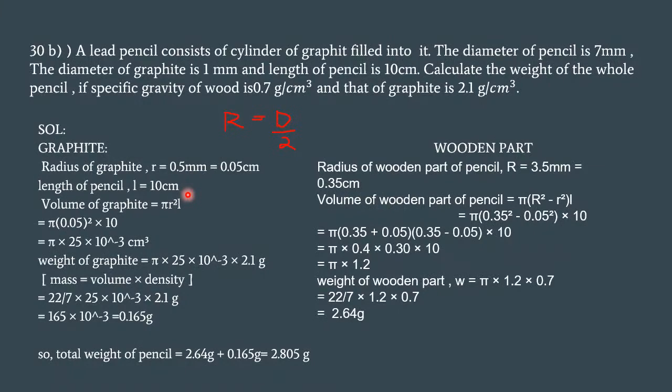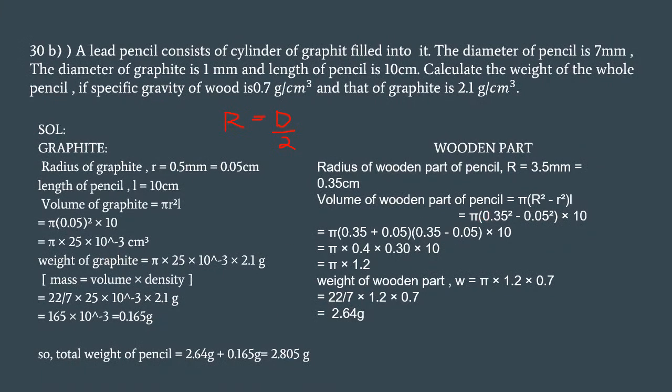Now graphite is the cylindrical part. So volume of graphite will be pi r square L. Pi into r, which is 0.05 centimeters, squared, into 10, the length of the pencil. So pi into 25 into 10 power minus 3 centimeter cube.